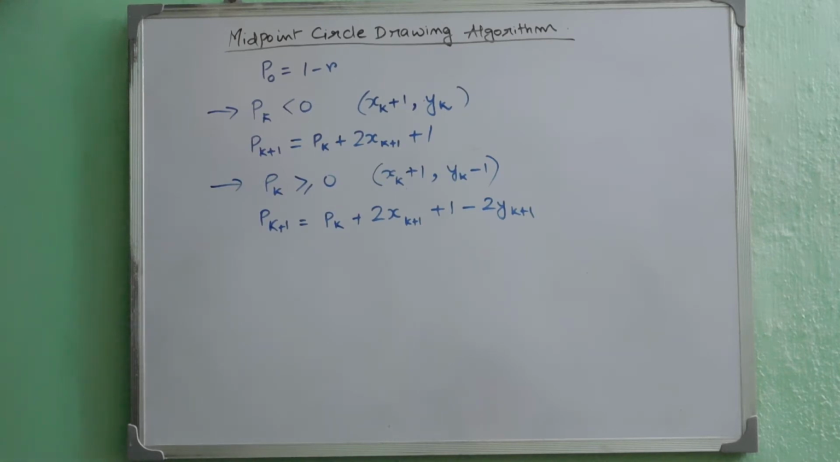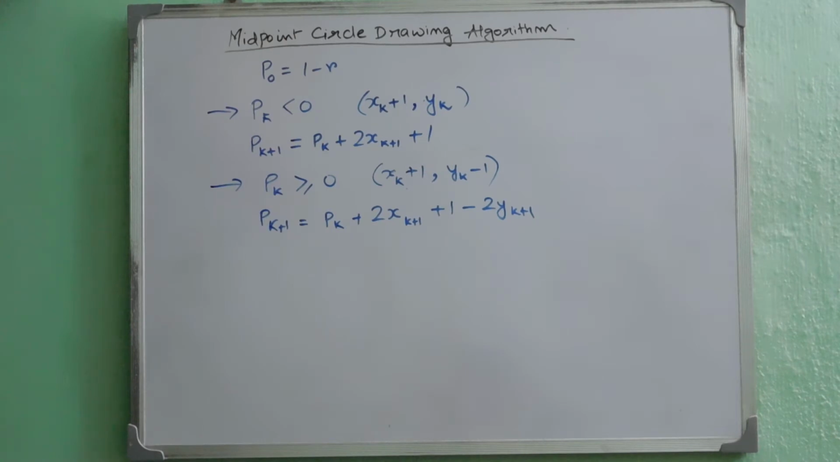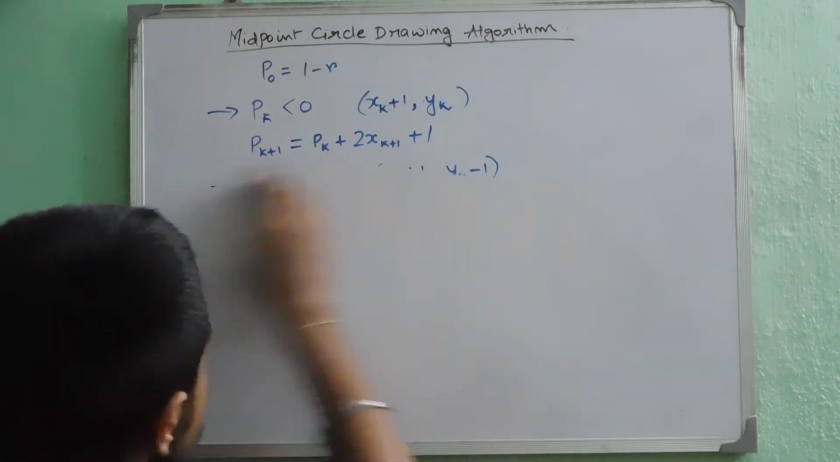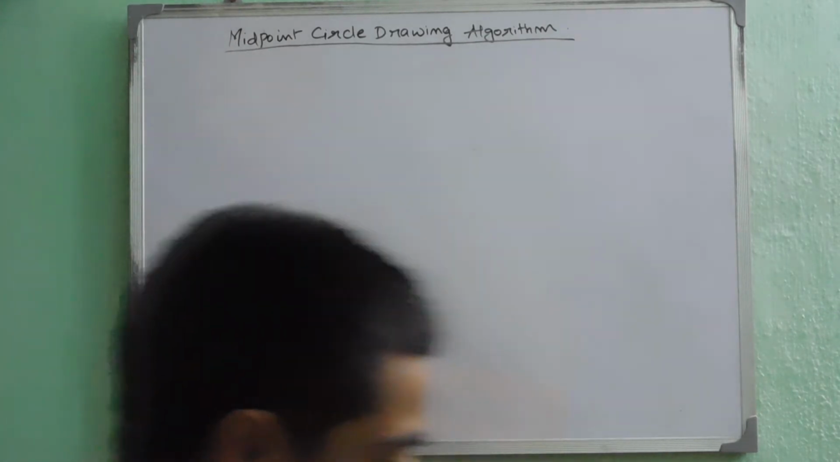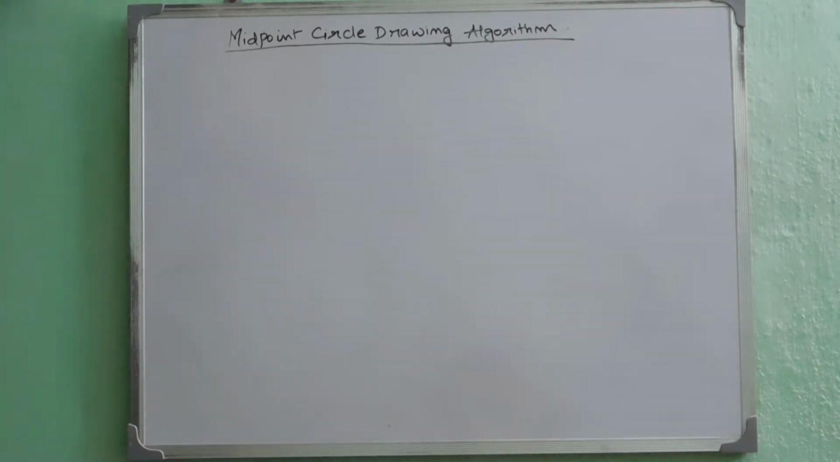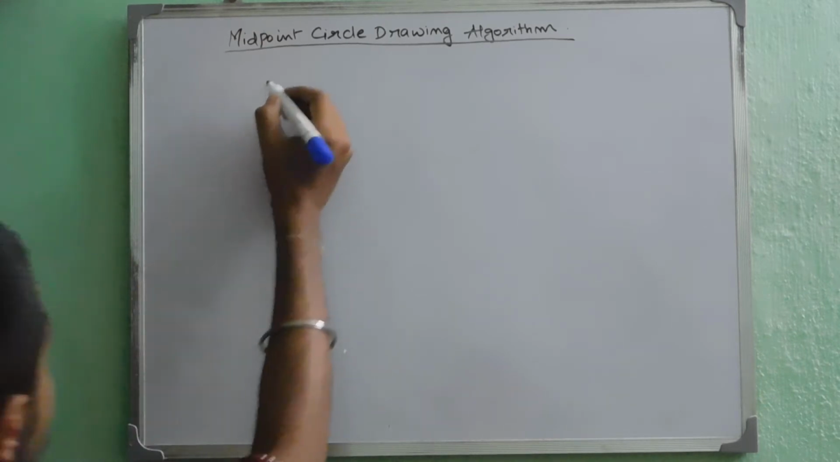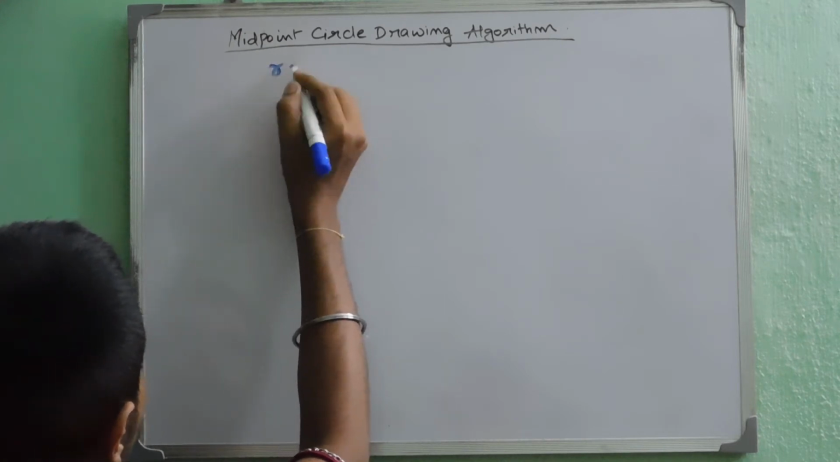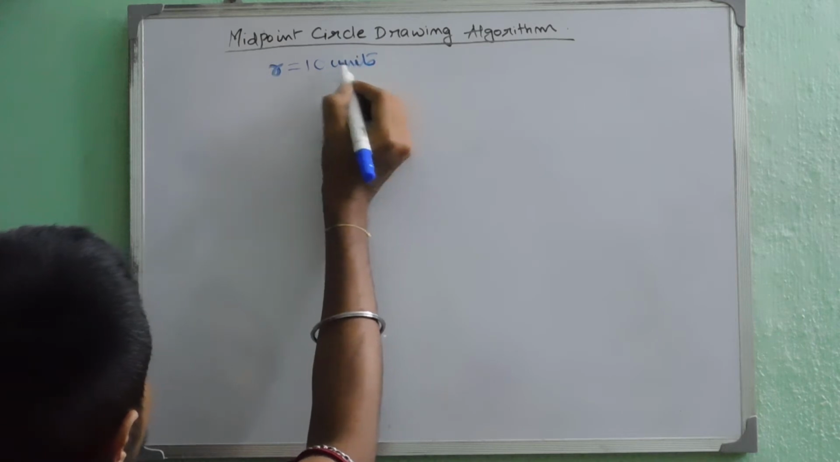So now I will show you an example based on the midpoint circle drawing algorithm. So let's see the example. Our example says we need to draw a circle whose radius is 10 units. So only our radius has been given, so r is nothing but 10 units. This is the given part.